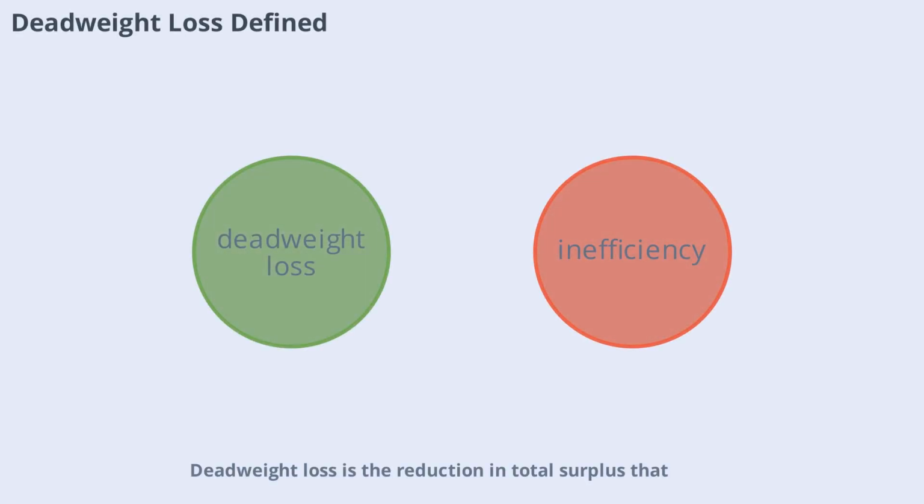Deadweight loss is the reduction in total surplus that occurs when market output is not at the efficient level. In monopoly, this loss arises because the monopolist restricts output to raise prices, preventing some trades that would have benefited both buyers and sellers. This inefficiency is a key argument against monopolies in economic theory.